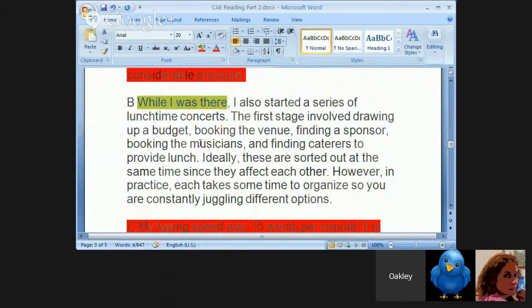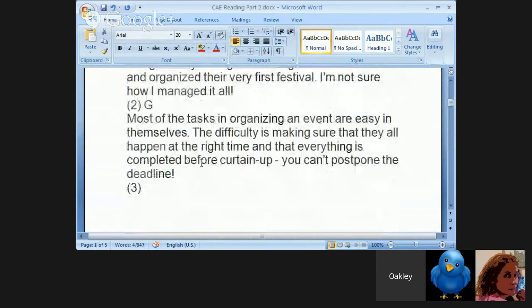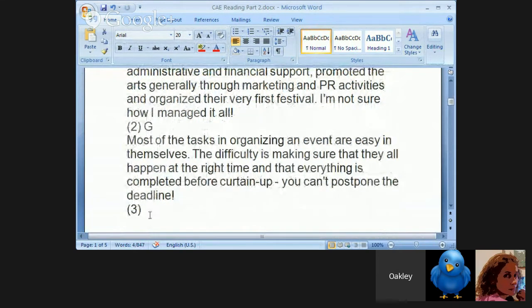Does it not fit? That would be B. While I was there, I started a series of lunchtime concerts. Wait a minute, let me look again. For 2, it can be B or G. If we put B, then it doesn't make sense. It takes some time to organize, and then it starts speaking about organizing. Yeah, here's where we're stuck, right here. GBBG. Which one goes where?